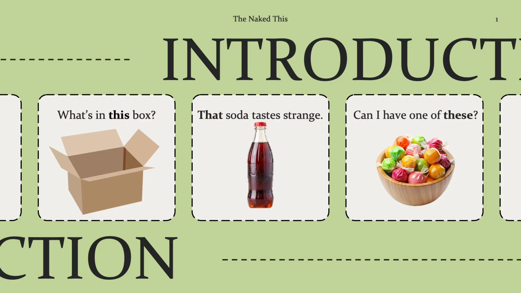First off, this, that, these, and those are demonstratives. They're used to point to nouns. Demonstratives can be determiners, as in the case of determining which box and soda, or a pronoun, replacing the need to say candies when asking, can I have one of these?